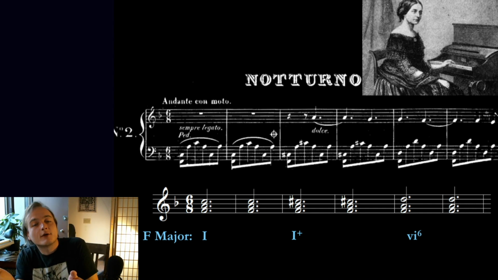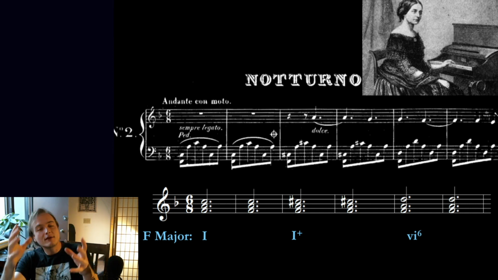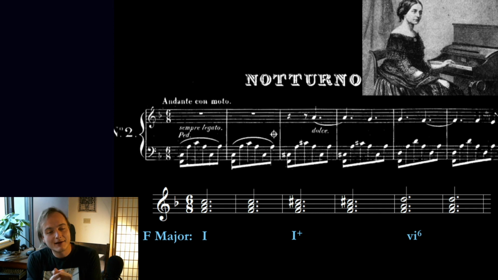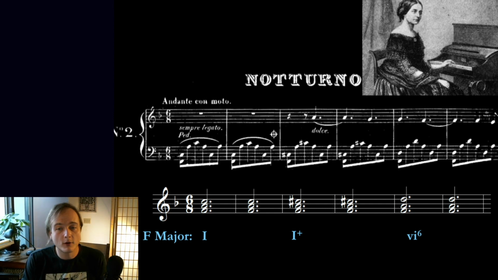When the third of the chord is in the bass, that is its first inversion. And when the fifth of the chord is in the bass, that is the second inversion. And there's only these 3 shapes: root position, first inversion, and second inversion. Here, we just have the 1 chord in root position, then the augmented 1 chord in root position, and then the 6th chord in its first inversion, which makes a very nice chord progression.